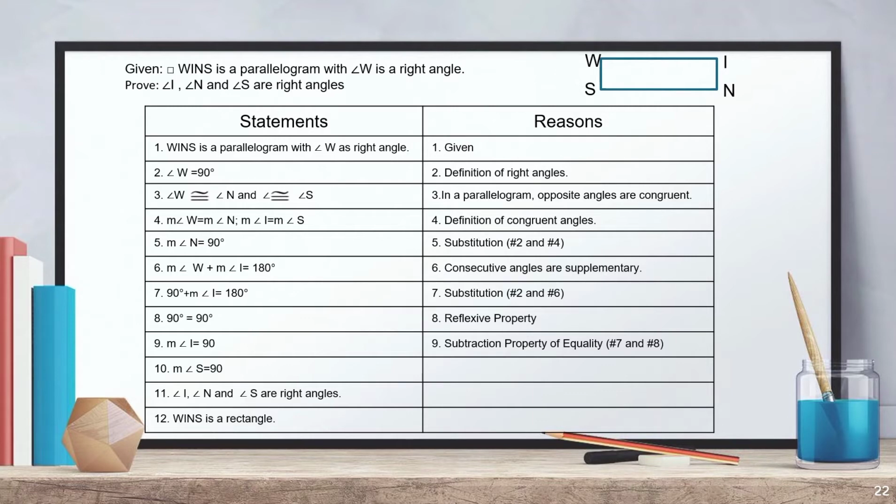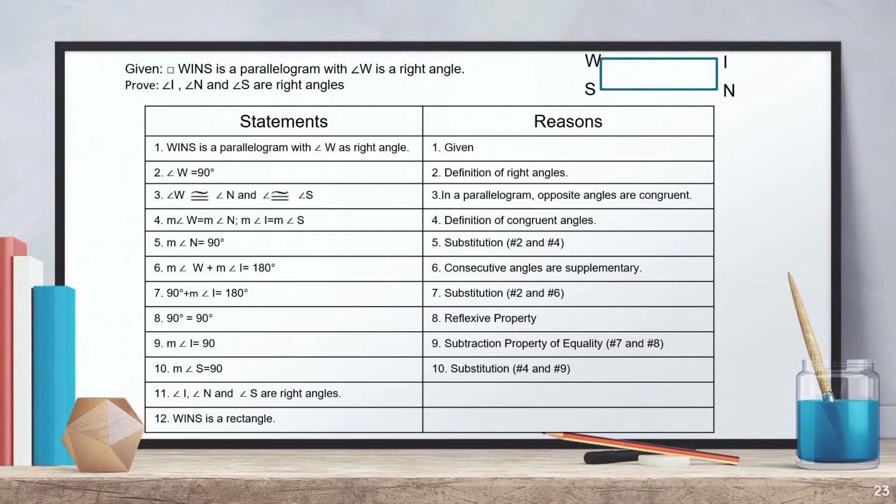Statement number 10. Measure of angle S is equal to 90 degrees. Reason is by substitution. So we base our reason from statement number 4 and number 9. Since it is stated in statement number 4 that angle I is equal to the measure of angle S, therefore we can say that measure of angle S is also equal to 90 degrees. So that is by substitution.